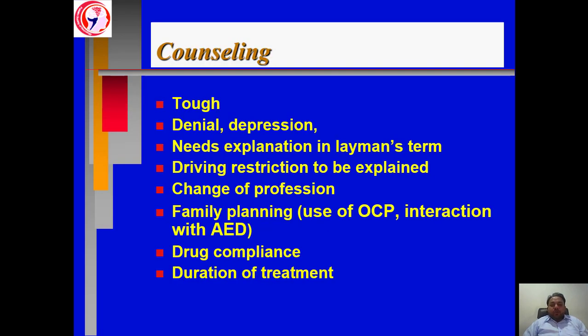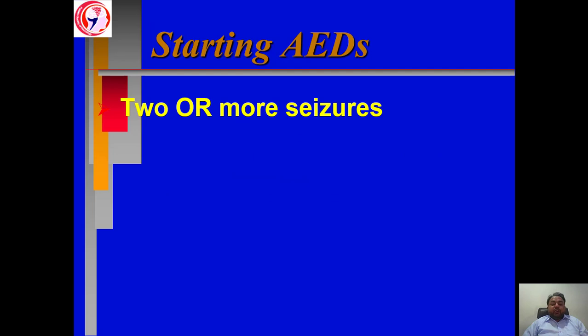Counseling is important, but it is very tough because of our social circumstances. Patients deny the diagnosis, patients label it as depression, patients label it as seizure due to foreign bodies, due to jinns or chudails. We have to counsel the patients for drug compliance because it's an extremely important thing to control the epilepsies.